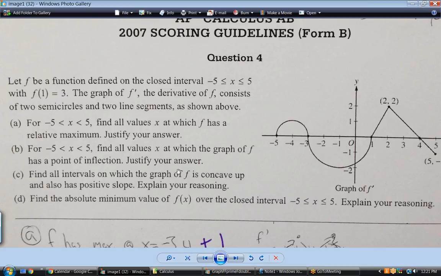So it looks like our answers to B probably were correct. We went from concave up, concave down, concave up, concave down. Should be 3 inflection points there: -4, -1, and 2.